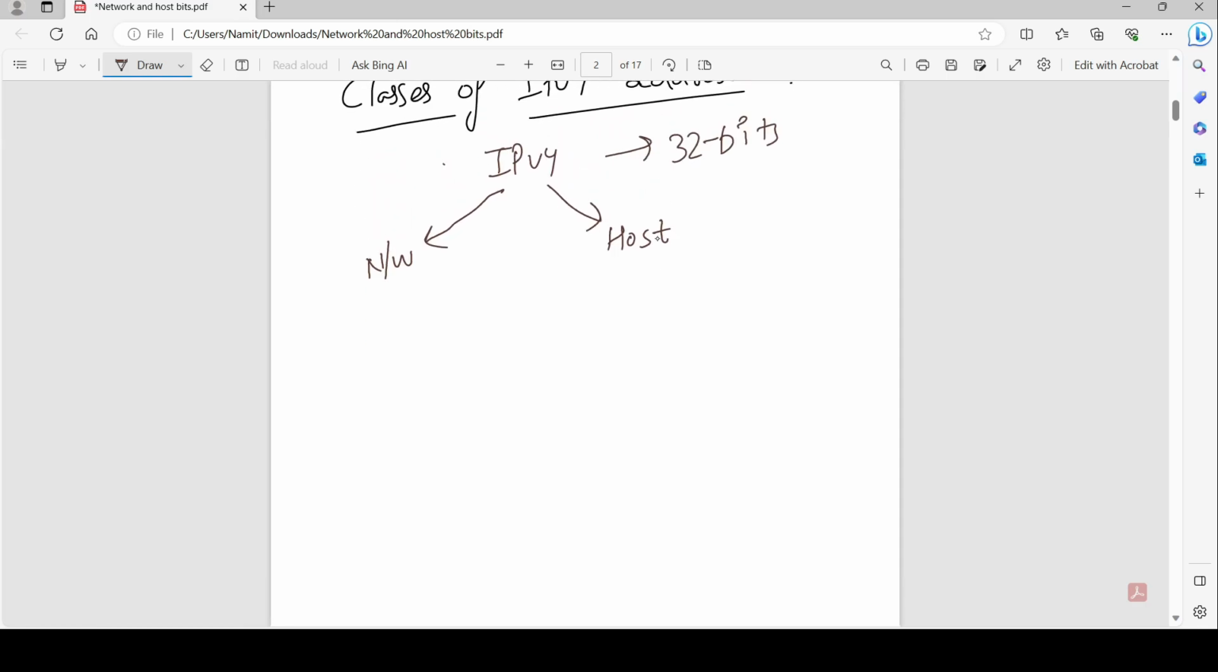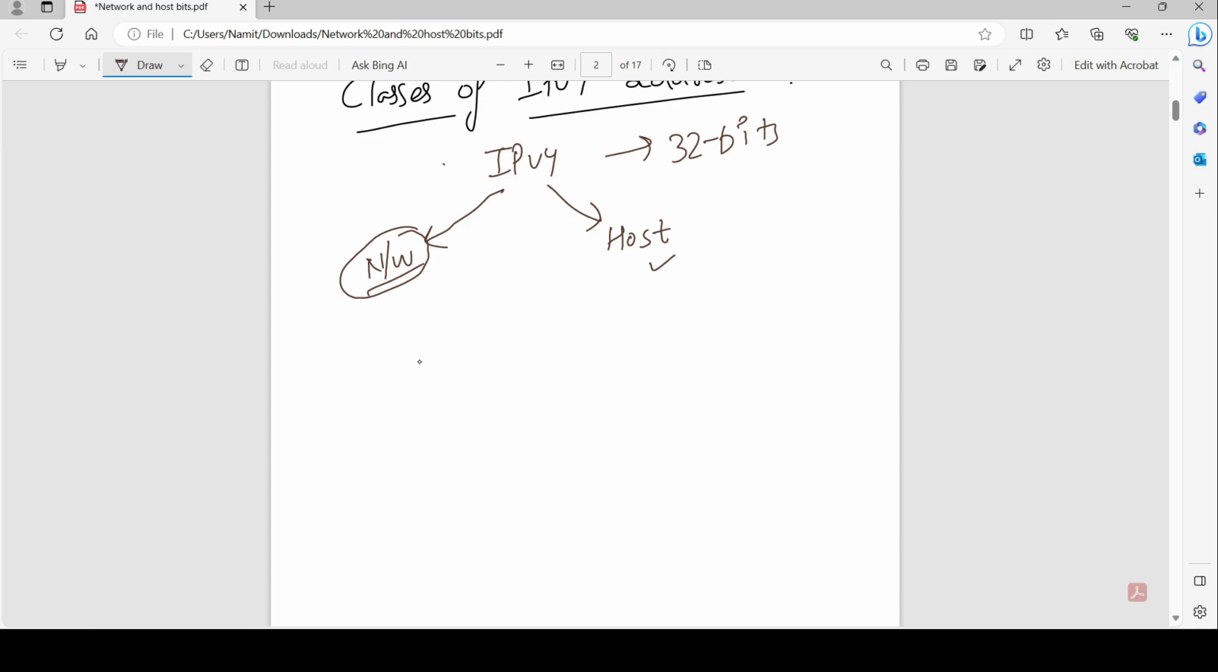What I mean to say is, the host is nothing but the device that we are using, and the network is the network to which we are connected. How would you identify a device in a particular network? With the help of an IP address, can you identify to which network that device belongs? Yes, we can do so with the help of these network bits. These are network bits and these are host bits.